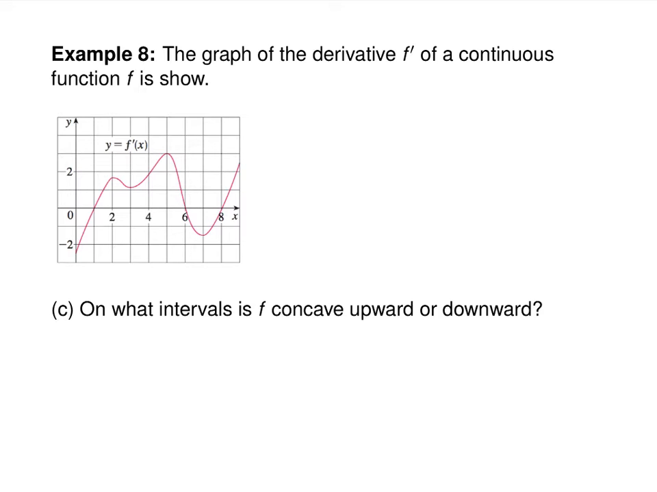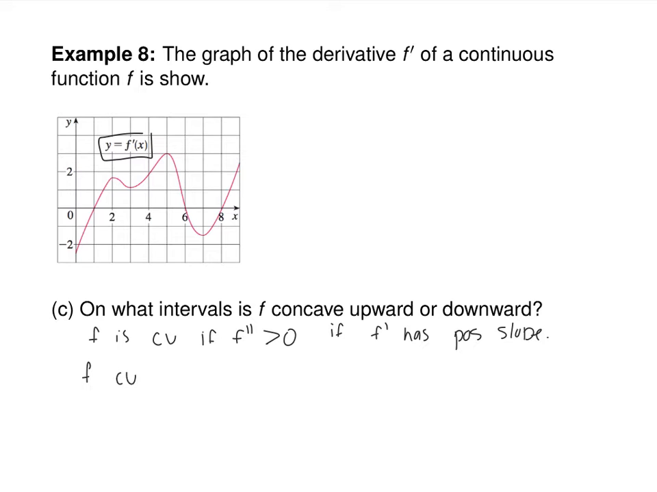And what interval is f concave up or concave down? So f is concave up if f prime prime is bigger than 0, right? So looking at this picture, we're looking at the derivative of the derivative, right? This will be true if f prime has positive slope. Does that make sense? The derivative of the derivative will be positive if the derivative has positive slope. Okay, did you buy that?